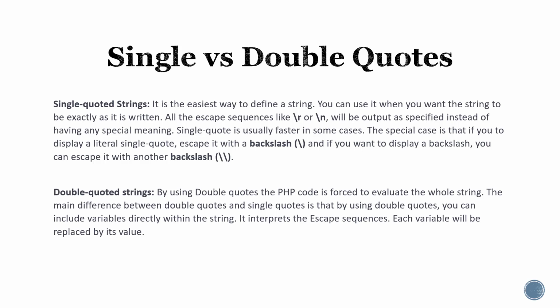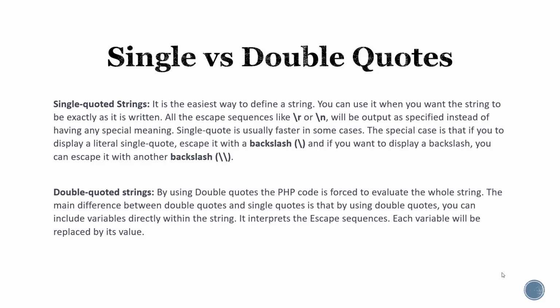We're going to make a distinction between single and double quotes in PHP. So single quoted strings is the easiest way to define a string, and you can use it when you want the string to be exactly as it is written. All the escape sequences like \r or \n will be output as specified instead of having any special meaning.